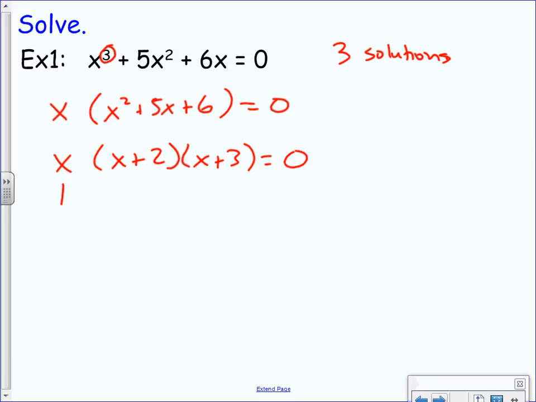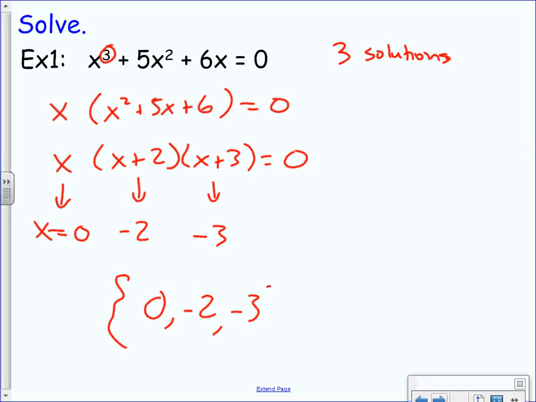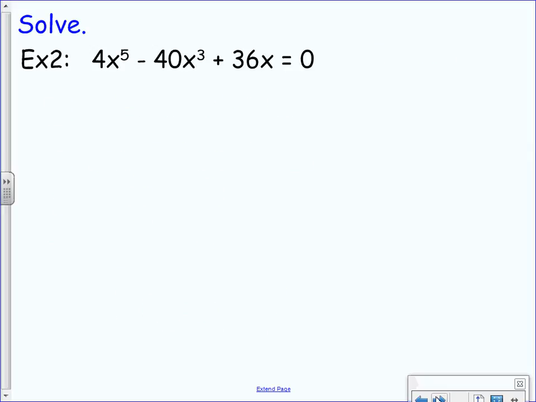If the factor is x, then the answer is 0. So altogether, 0, -2, -3 will be your solutions. Oh, look, there's 3. These are practically self-checking. Can't miss them. How many solutions for number dose? 5 solutions.